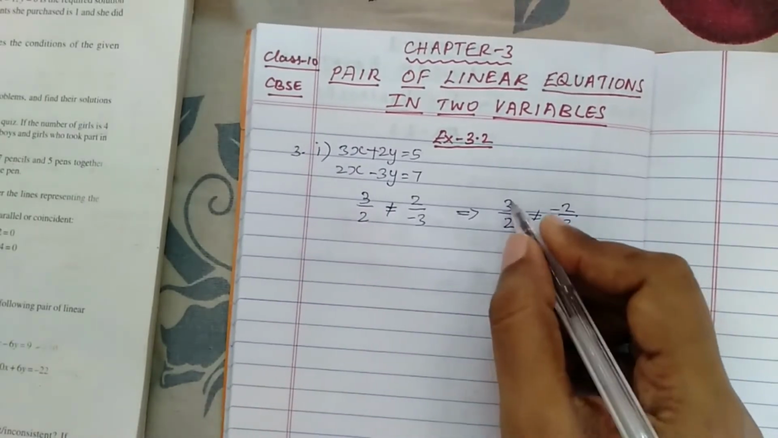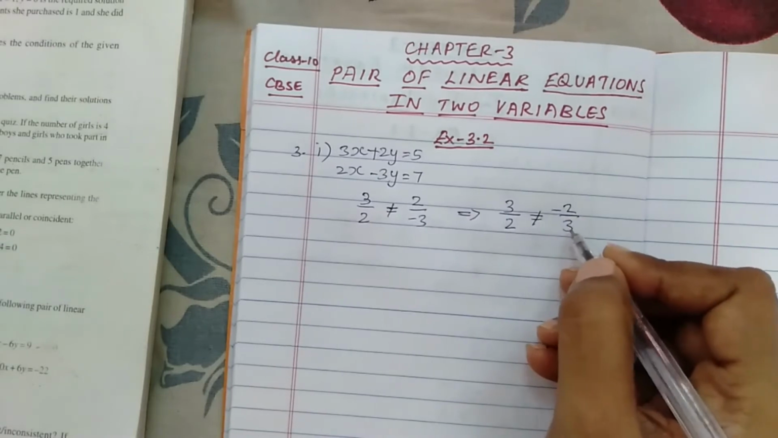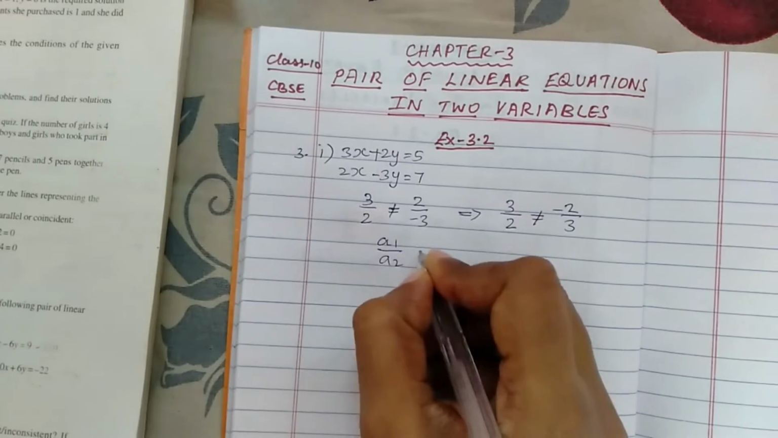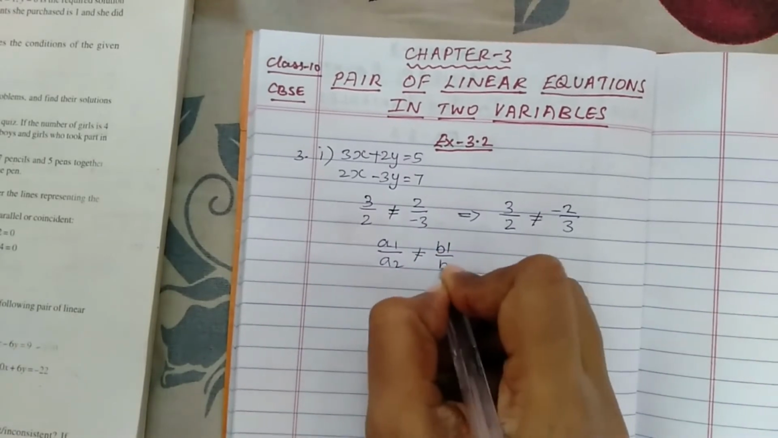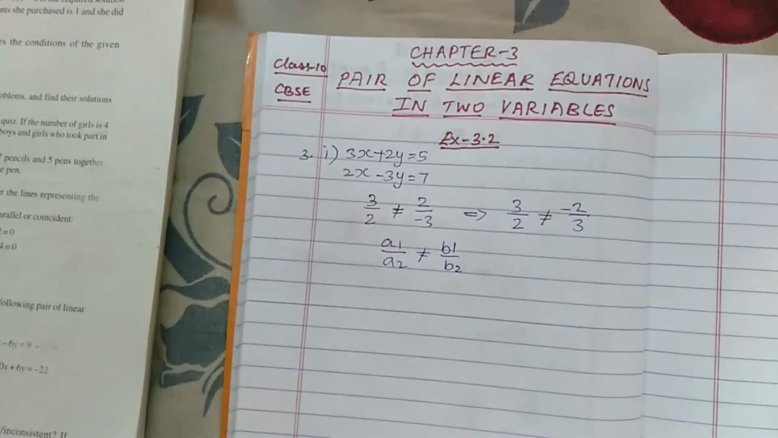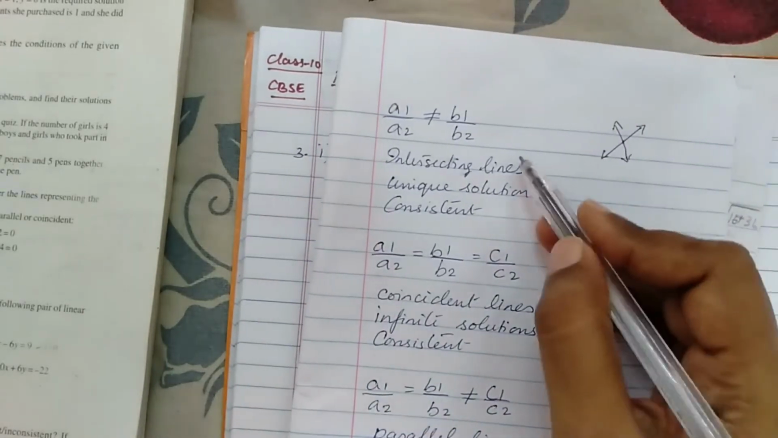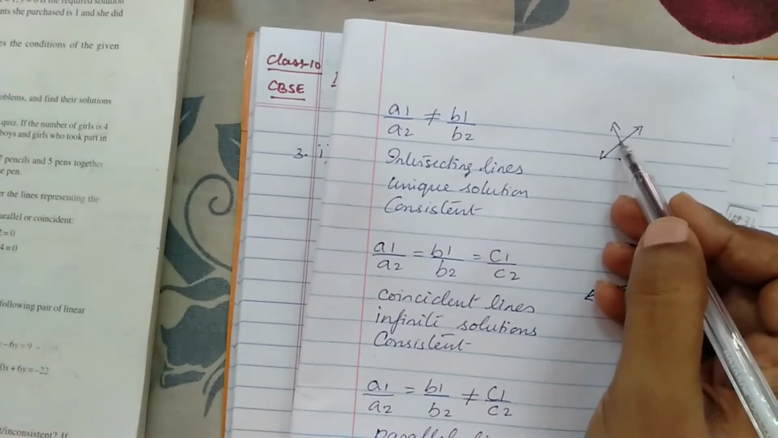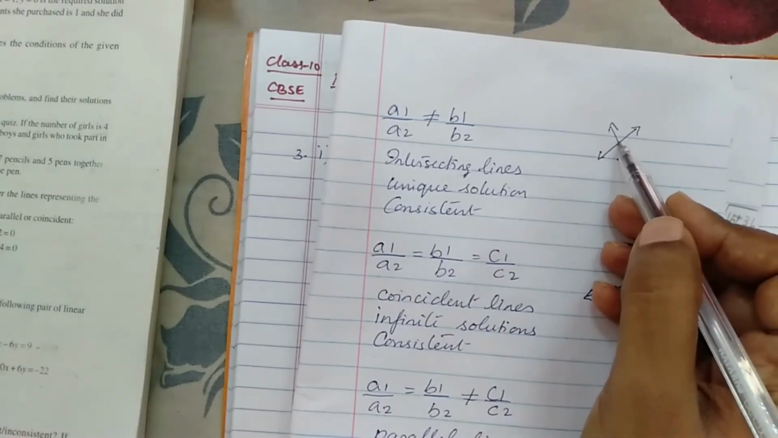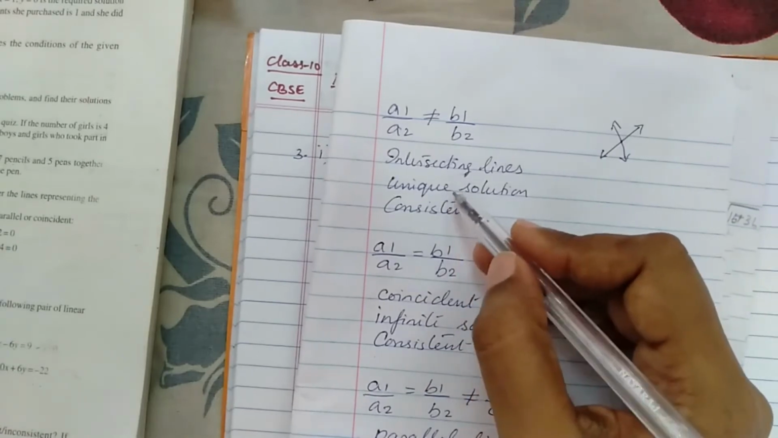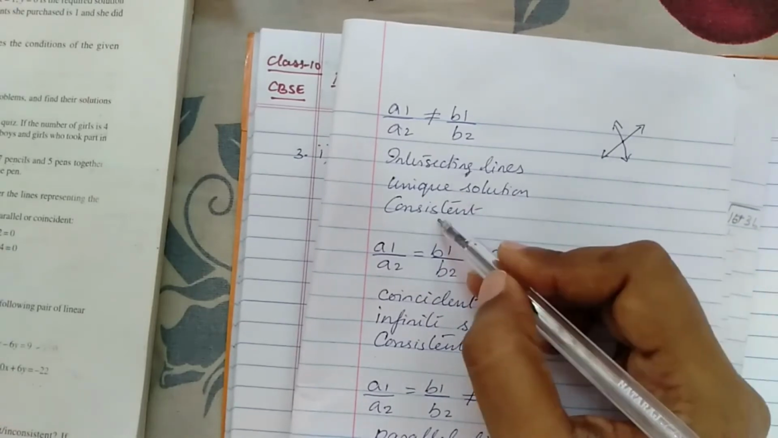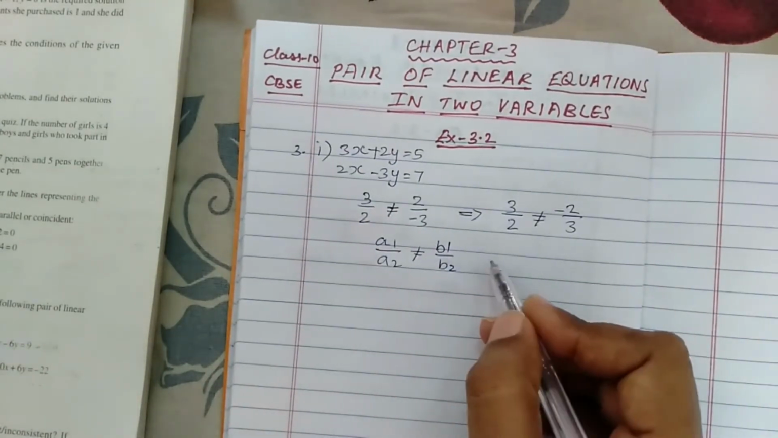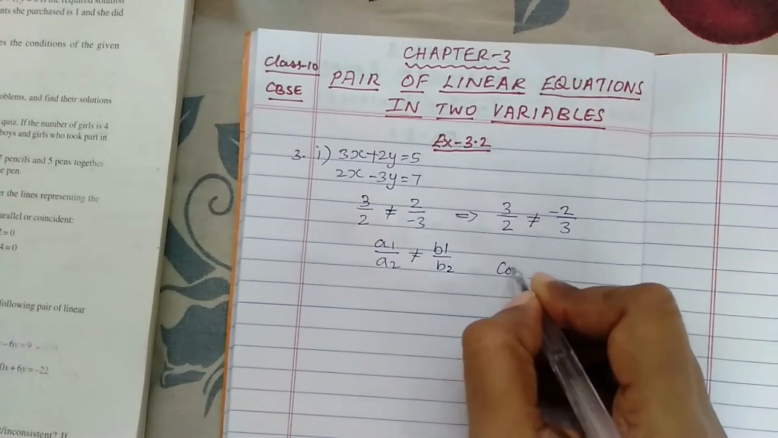So, what does this mean? This is A1 and this is A2. This is B1 and B2. It says that A1 by A2 is not equal to B1 by B2, right? So, see here, it means that they will form intersecting lines where they meet at one point, which is the solution. So, here it means that since they have a unique solution, they are consistent. So, same way these equations will form intersecting lines, therefore they are consistent.